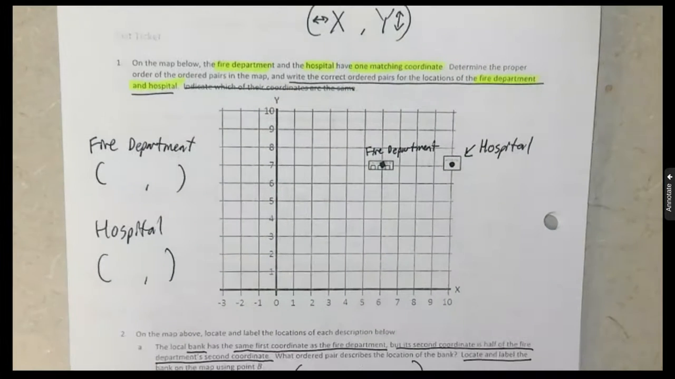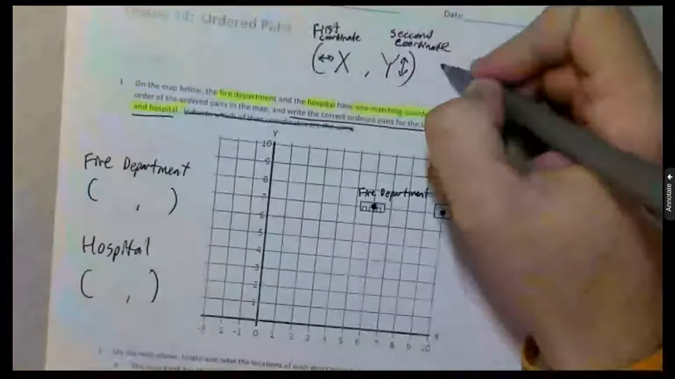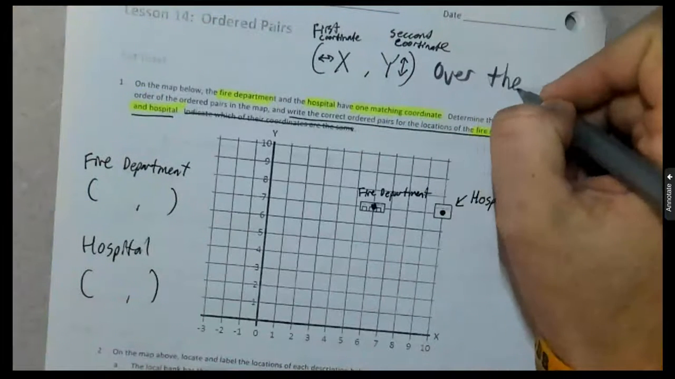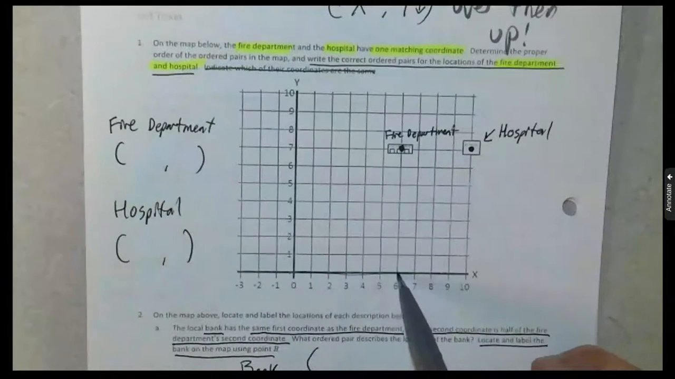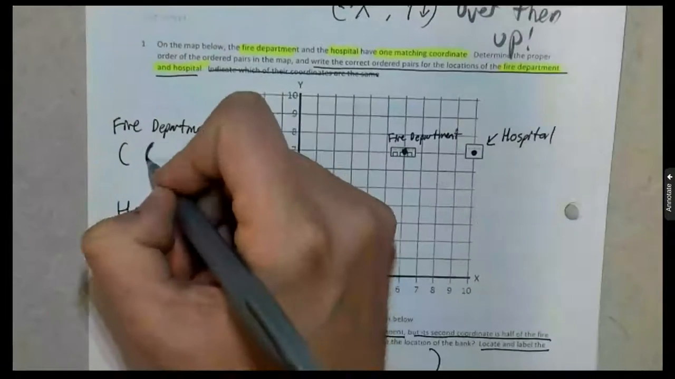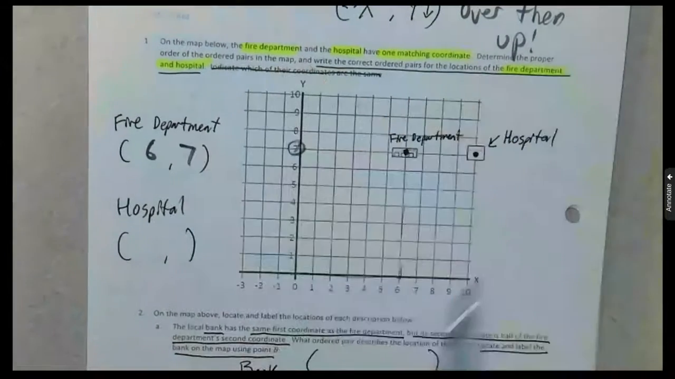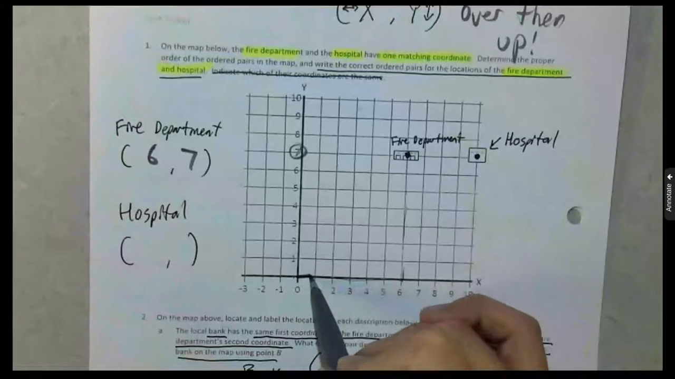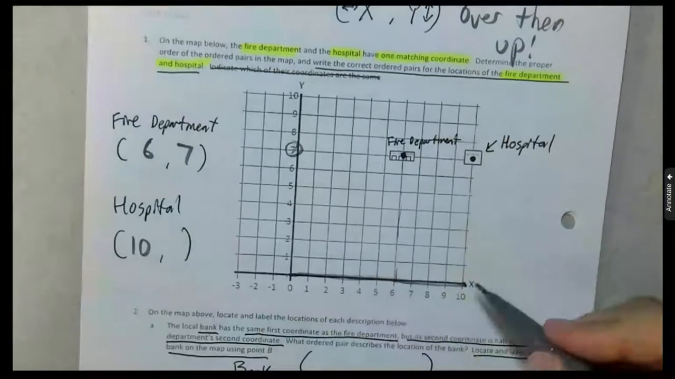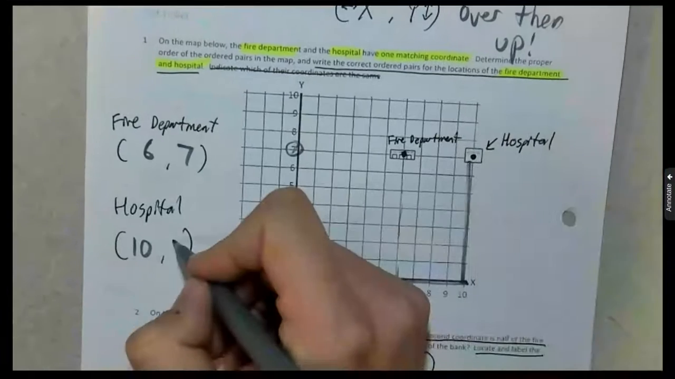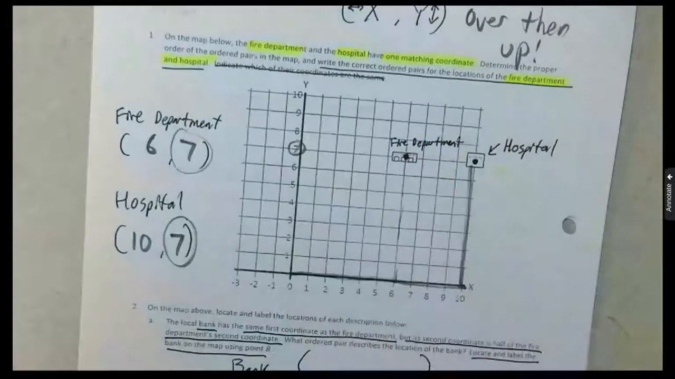Okay. So fire department, remember we always go over and up. So let's go over. Fire department, so it's over 6 and up 7. All right, now I'll do the same thing over here. Hospital over 10, so it's the X, and up 7. Okay, well, clearly their Y coordinates are the same.